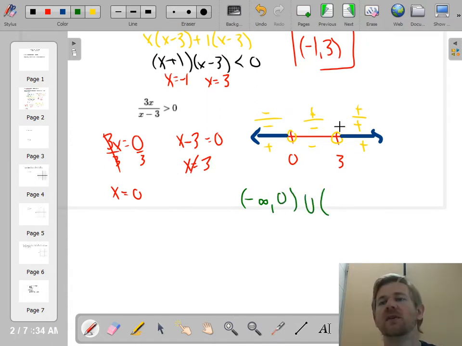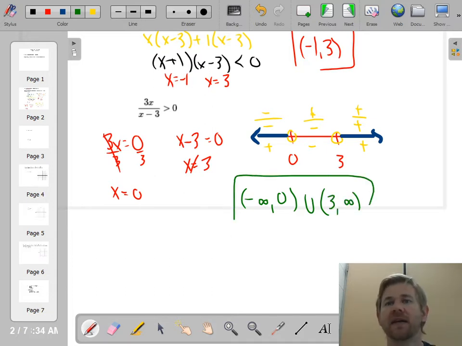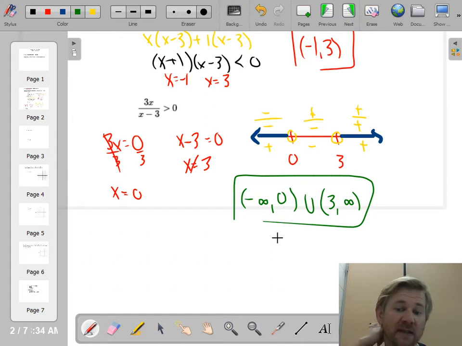Union, we can do the same thing over here. So positive 3 to positive infinity. And that is our solution set. Any of those points will give you positive numbers for your fraction.